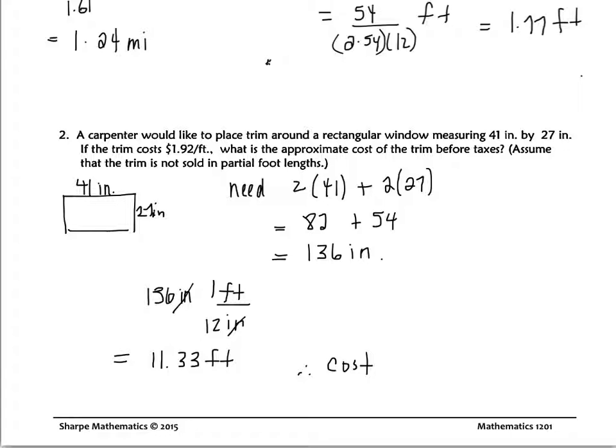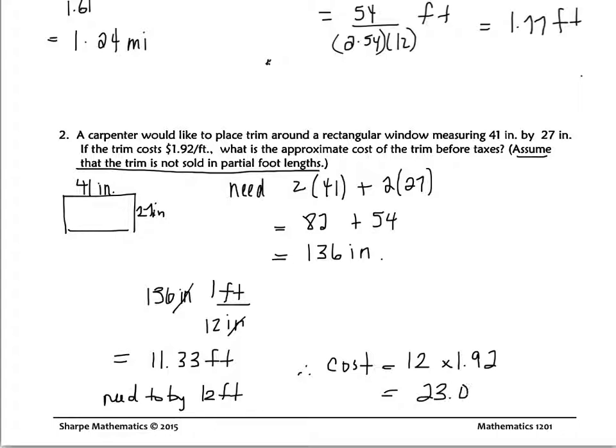So therefore the cost, and again, you're probably not going to be able to buy 11.33 feet. It says there, assume the trim is not sold in partial foot lengths. So if you need 11.3 feet, that means you're going to need to buy 12 feet, because they're not sold in partial lengths. So the cost is going to be equal to 12 feet times $1.92 a foot, which is going to be 12 times $1.92, which is going to be $23.04 plus your taxes.